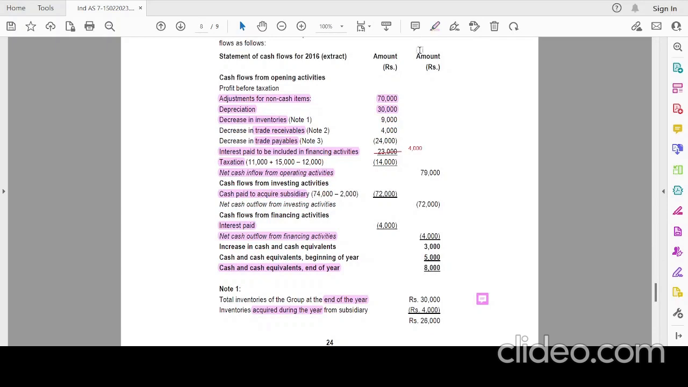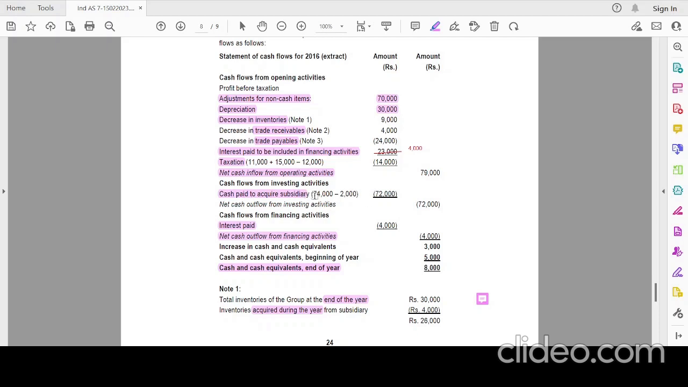And for interest, there's a presentation error here. 23,000 is not there. It is 4,000. Only then will you arrive at this cash flow. So this is what is correct. 4,000 is correct, what we discussed is correct. Now the rest is all given.